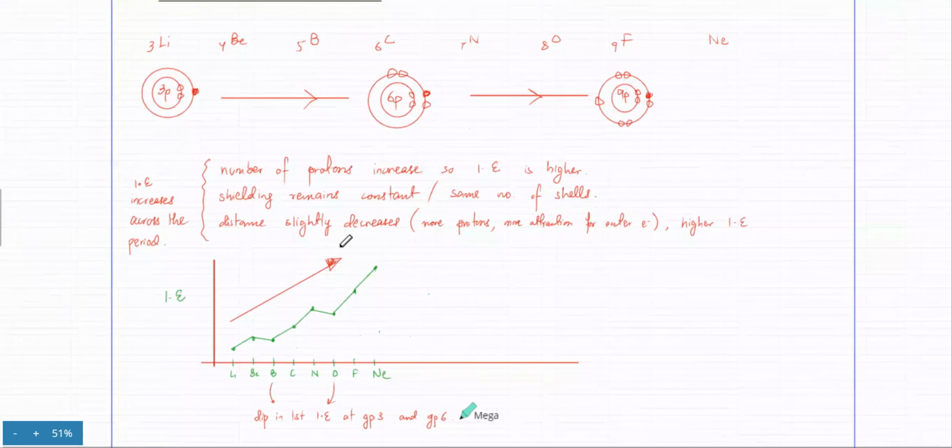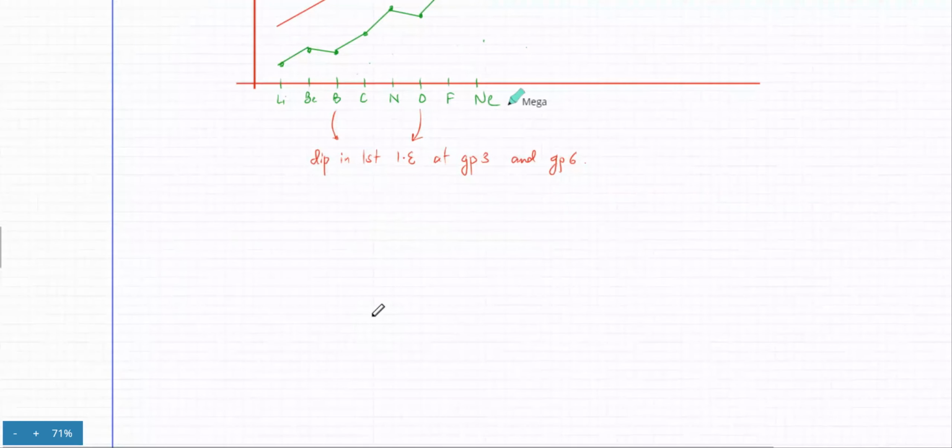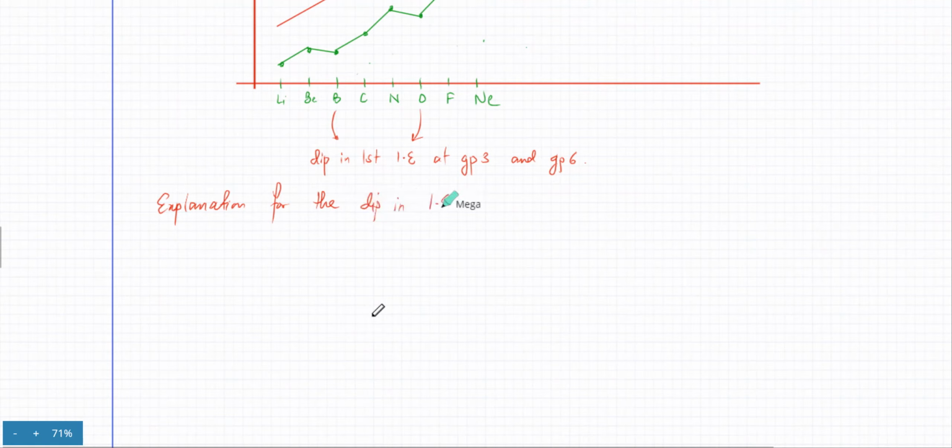So this is across the period. As you move across the period, the number of protons keeps increasing, the shielding remains constant, and the distance slightly decreases. So the general trend is that the graph is going to go up. But the first thing is, why are there dips at group 3 and group 6? We need to explain that. So, explanation for the dip in ionization energies at group 3.